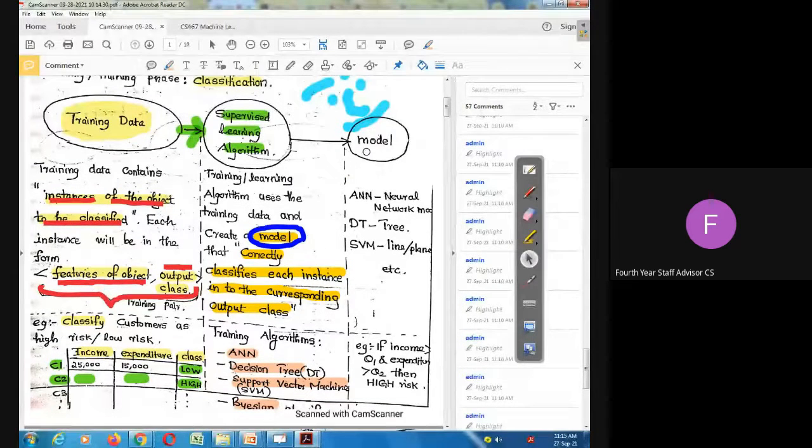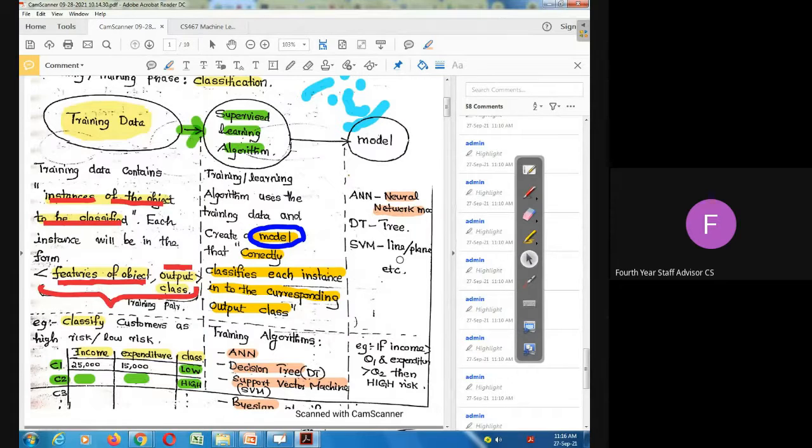Then a model will be created. Suppose you are using a neural network. In S5, you studied about neural network architectures. If you are using a neural network learning algorithm, what will be the output model? It will be a neural network model. What is a neural network? It consists of a collection of neurons arranged in layers. So a collection of neurons will be in the model.